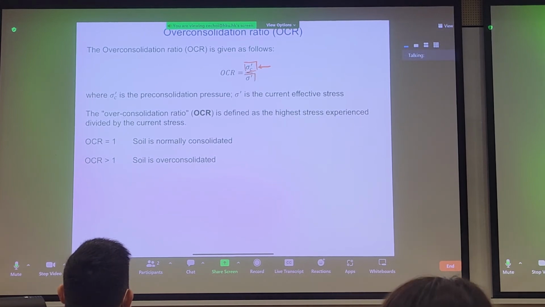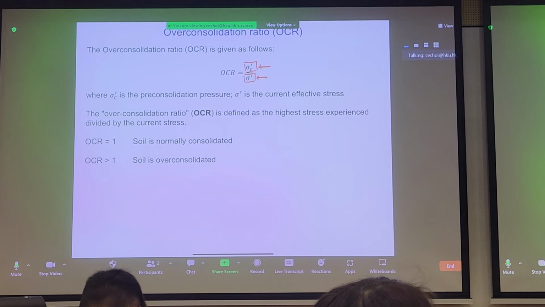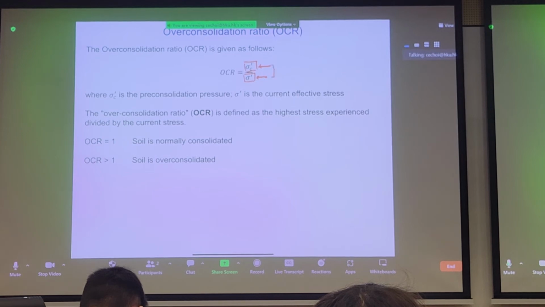And we just divide that by the current stress level that the soil is experiencing, or the current effective stress. We can use this ratio to define whether a soil is normally consolidated or over-consolidated. If your soil right now is experiencing the maximum stress that it's ever experienced, then you'll have an OCR of 1, right? It's normally consolidated because these two numbers are the same value. But if your soil level is much lower than your pre-consolidation pressure, then you have over-consolidated soil.